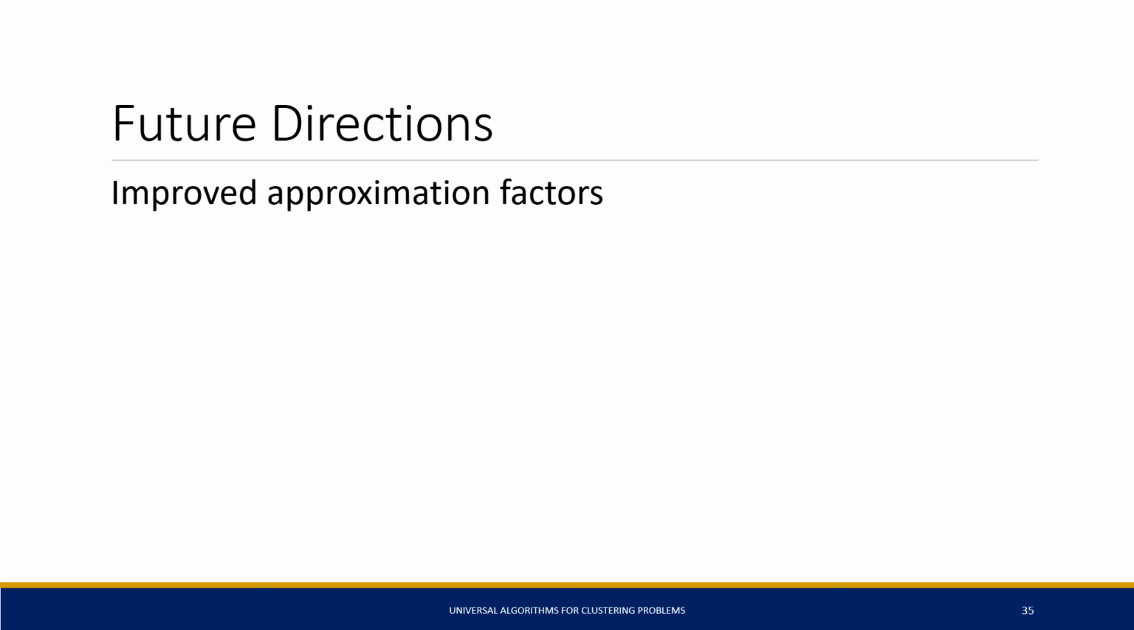Okay, just to briefly conclude, some interesting future directions. So one is that the constants in our approximation ratios are much larger than what we get classically. So a natural direction is to try to improve our results so that we get constants more similar to what we get in the classic setting.